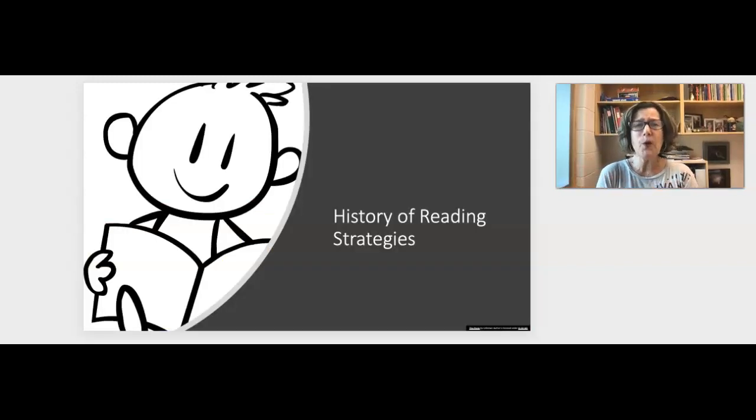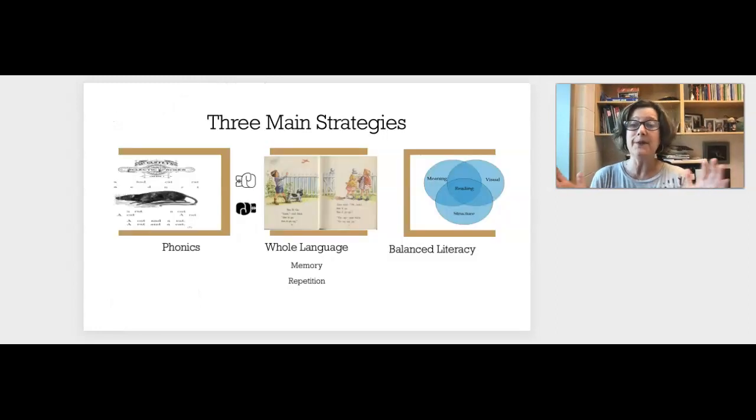So we're going to start with a little history of reading strategies. Don't worry, it's kind of a fun romp through the history of strategies. Okay, so we have three main strategies: phonics, whole language, and balanced literacy. So start with phonics, which is basically the knowledge of the relationship between sounds and letters. And children learn to read by sounding out the words. It goes way back to the 1800s with McGuffey readers, which is what you see on the screen here.